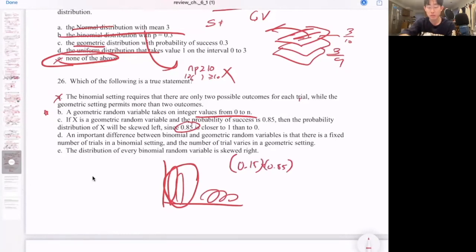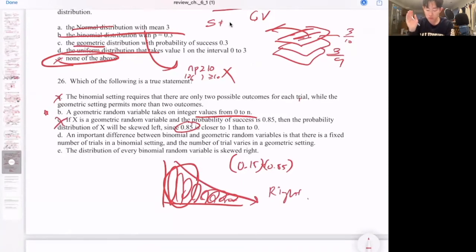Yeah, so that's the probability of the geometric setting. So therefore, your probability is going to diminish by quite a bit. So it's going to look like this. This means it's skewed to the right, not skewed to the left. So C is absolutely not the correct answer here.